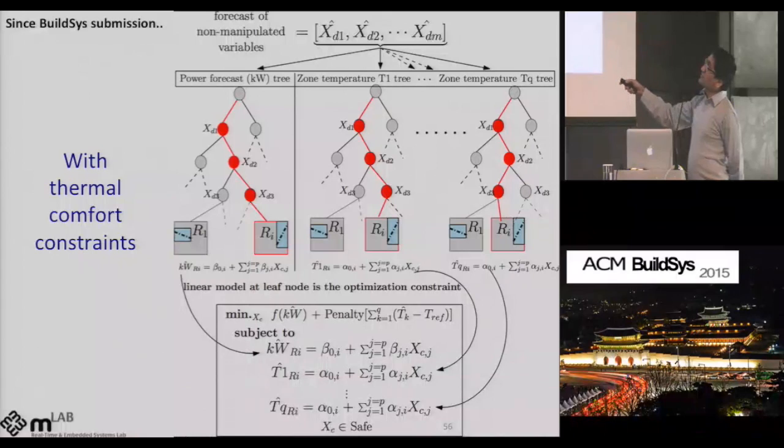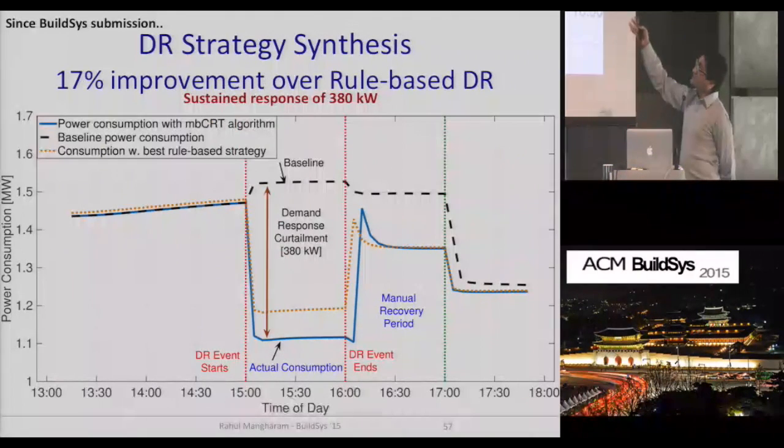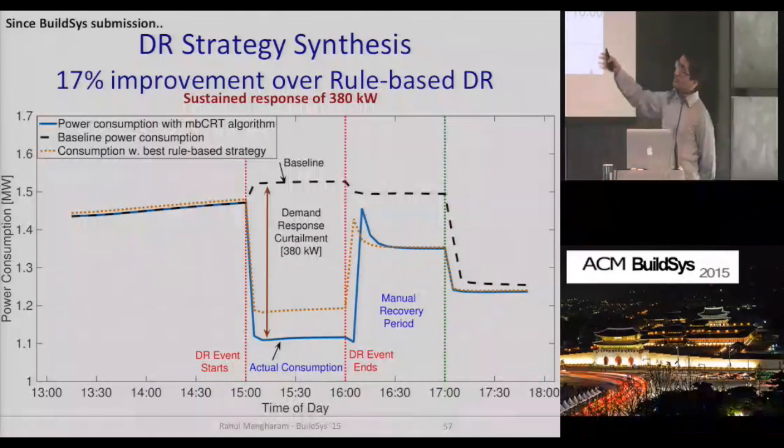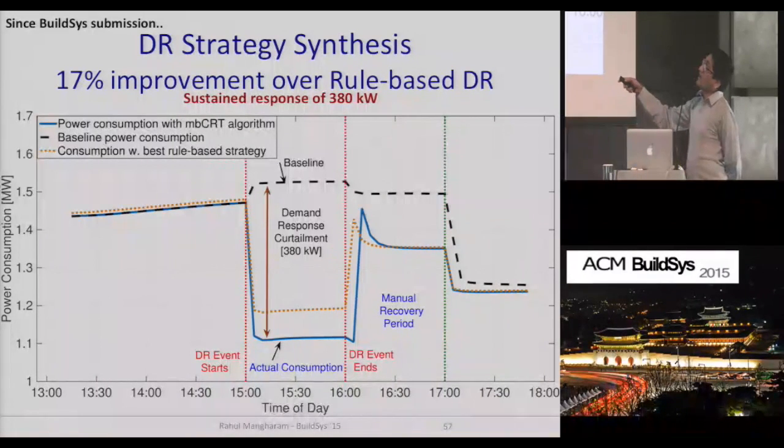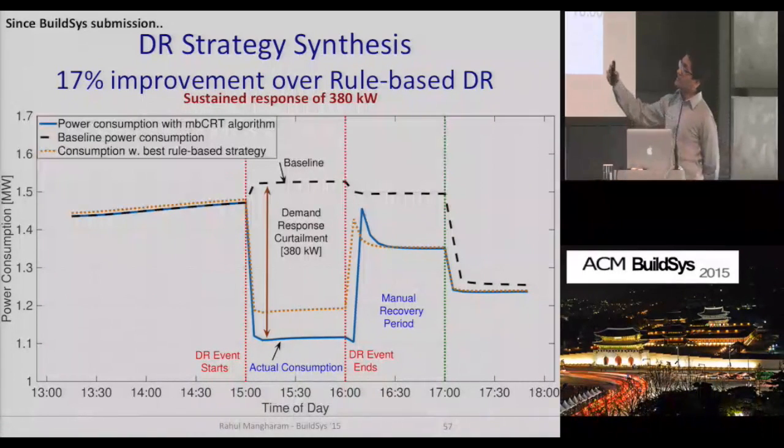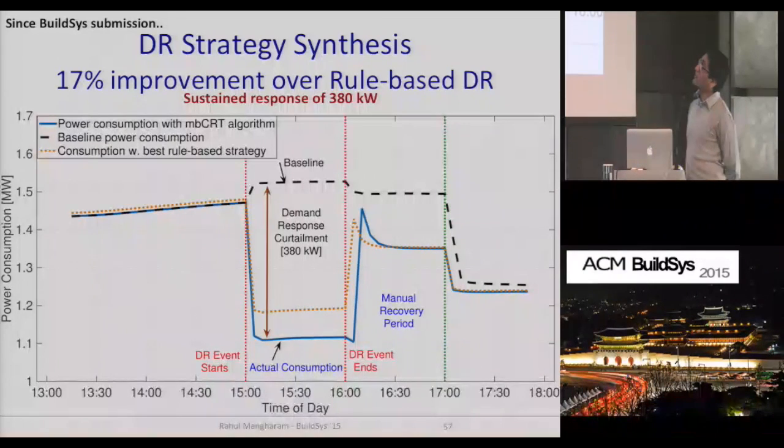And so therefore we can build an optimization over here where we are minimizing the power but subject to the thermal constraints. And so this gives us more aggressive curtailment because we know the thermal constraints we have to maintain now. And so compared to a rule of thumb approach, we are 17% more aggressive in terms of curtailment. So that's more benefit at an extremely high energy cost.